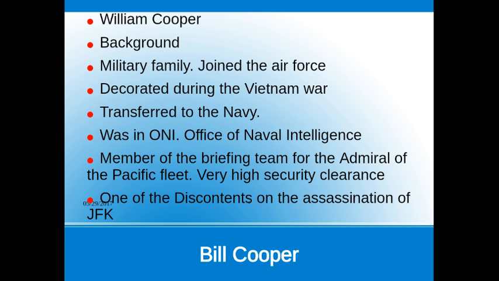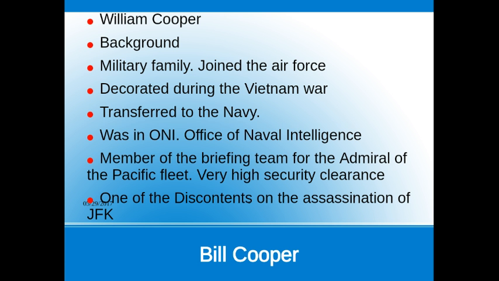So just a brief background on William Cooper. He was in a military family. His father was in the Air Force. He lived everywhere. I know he lived in Japan as well. Then he went to Vietnam. He was decorated on some of these speedboats. And after the Vietnam War, he transferred to the Navy.